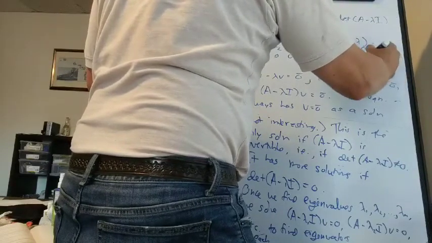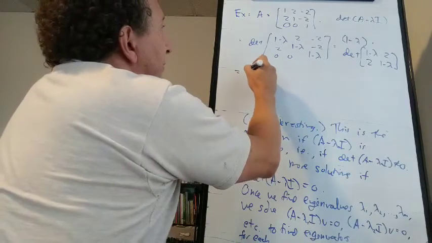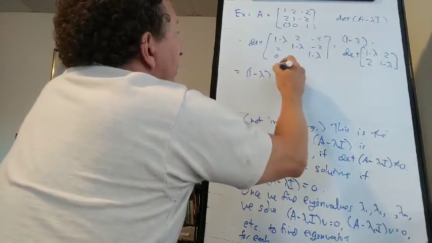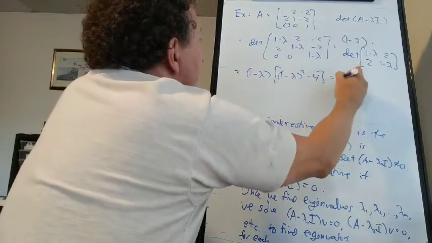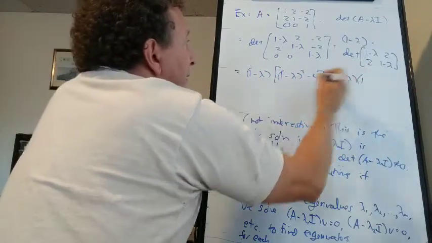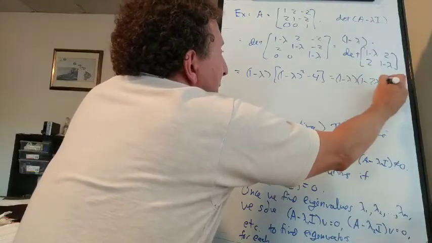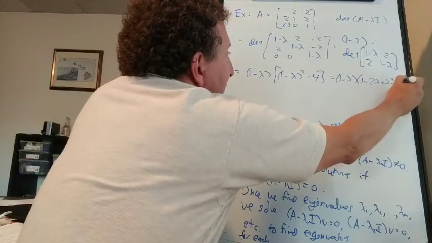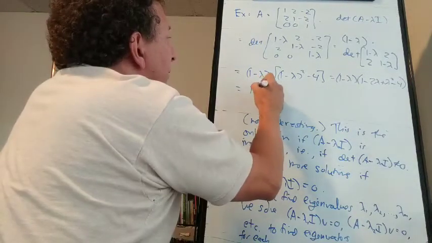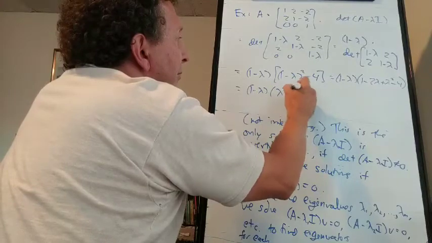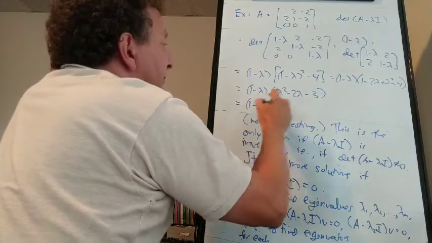One minus lambda, 2, 2, 1 minus lambda. So that's 1 minus lambda times 1 minus lambda squared minus 4, which is 1 minus lambda times 1 minus 2 lambda plus lambda squared minus 4, which is 1 minus lambda times lambda squared minus 2 lambda minus 3.